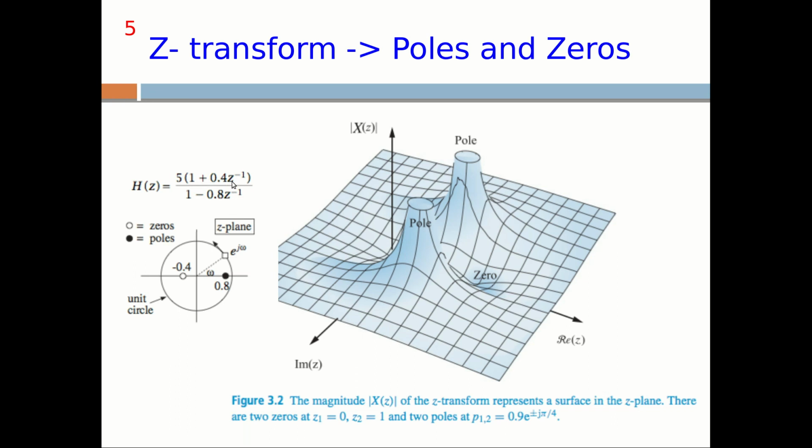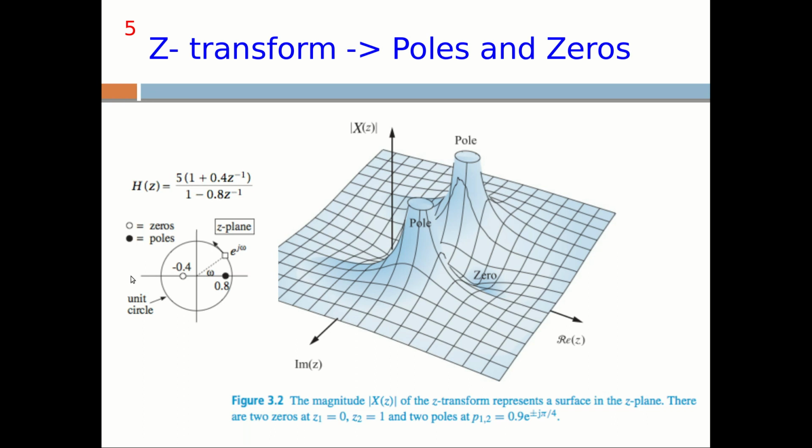That's because for z equal to -0.4, the numerator becomes 0, and for z equal to 0.8, the denominator becomes 0. In the geometric representation of the ROC, zeros are marked by these white circles, whereas poles are marked by these black circles in the z-plane.